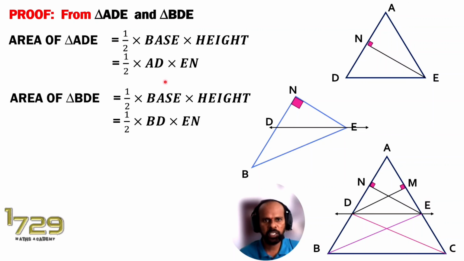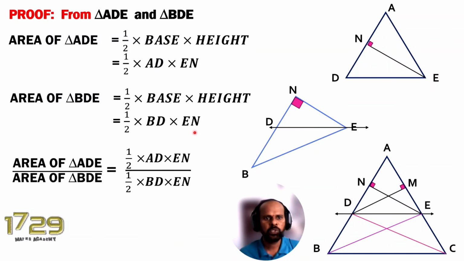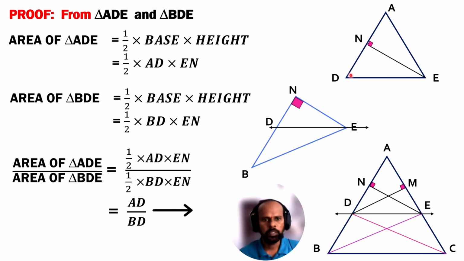So this is the area of ADE: we get half into AD into EN, and the area of triangle BDE we get half into BD into EN. If you divide these two results, the area of triangle ADE as numerator and the area of triangle BDE as denominator, half ADEN over half BDEN, the half gets cancelled and EN gets cancelled. So AD by BD is the result we get when you divide the areas of these two triangles. Let us take this as the first result.